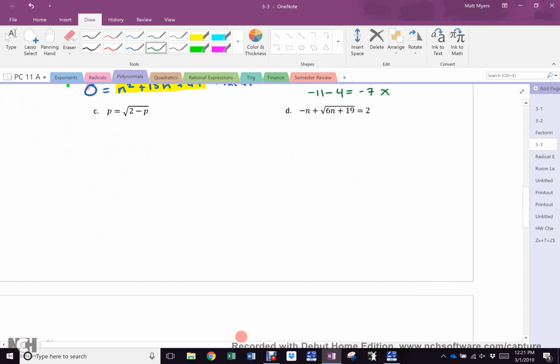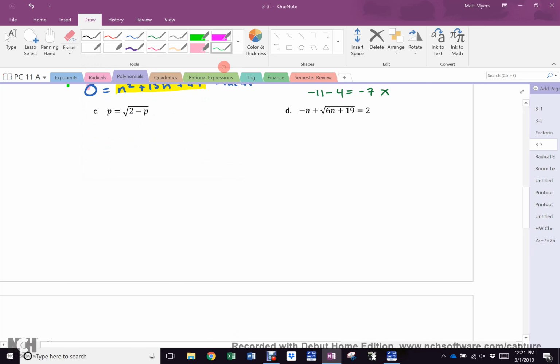Easy peasy lemon squeezy, right? Is the radical isolated? Yep. So do I even need to do step 1? No. So what's step 2? But have I forgotten something? I should probably check my restrictions, shouldn't I?